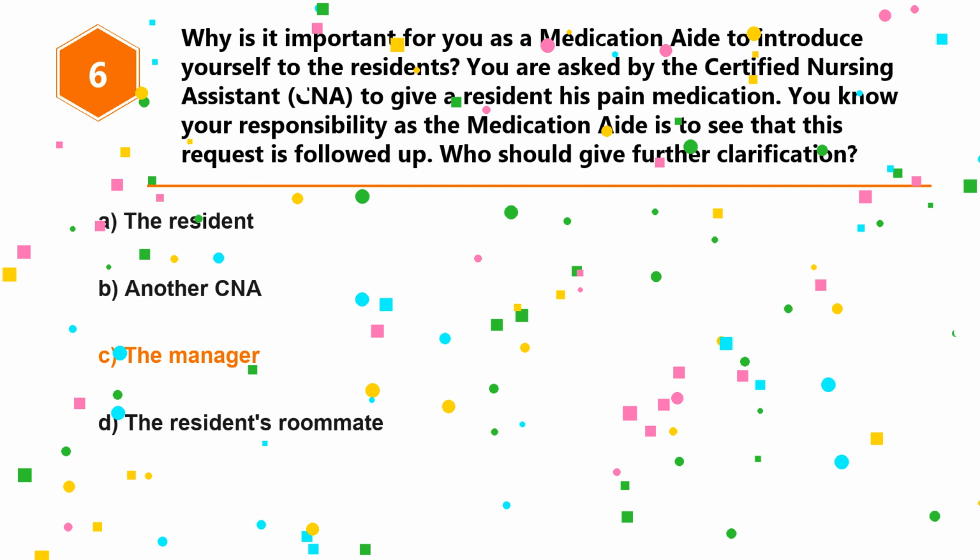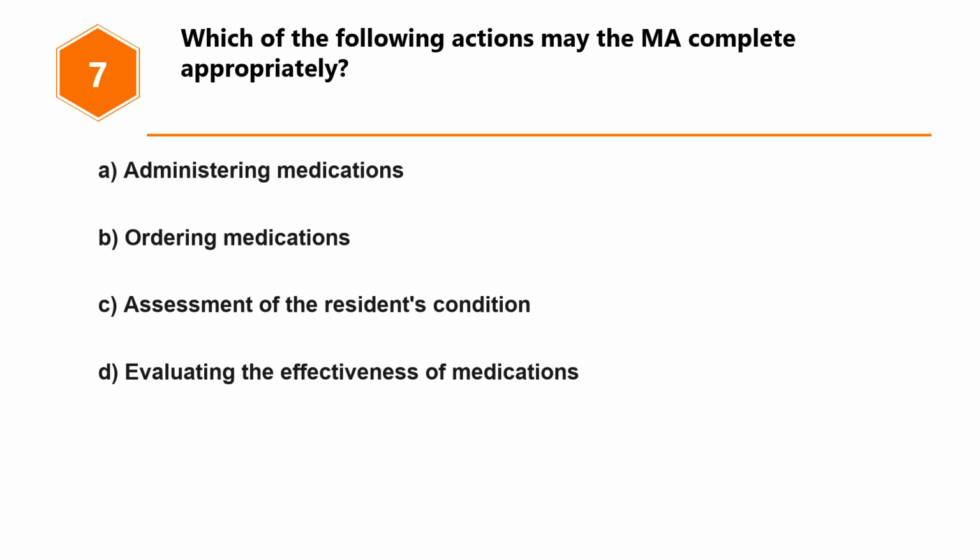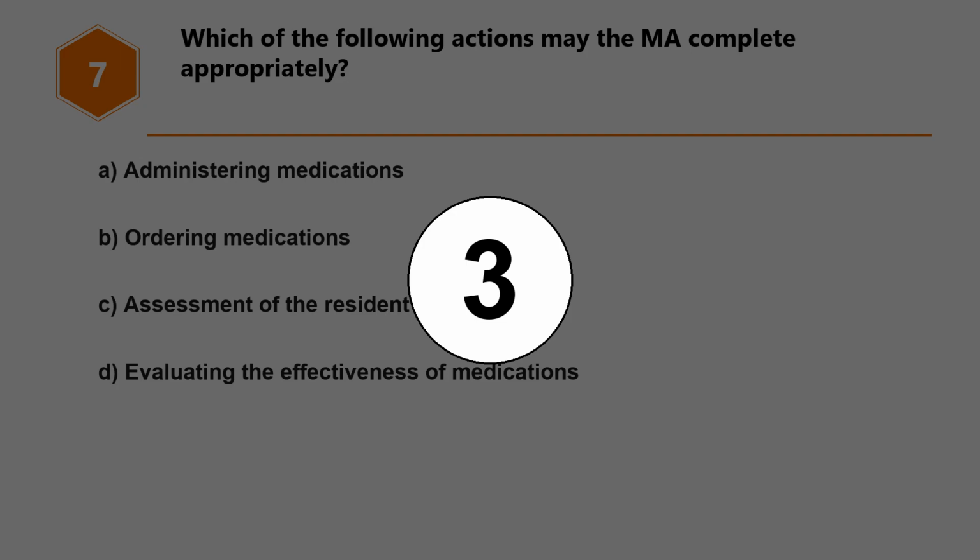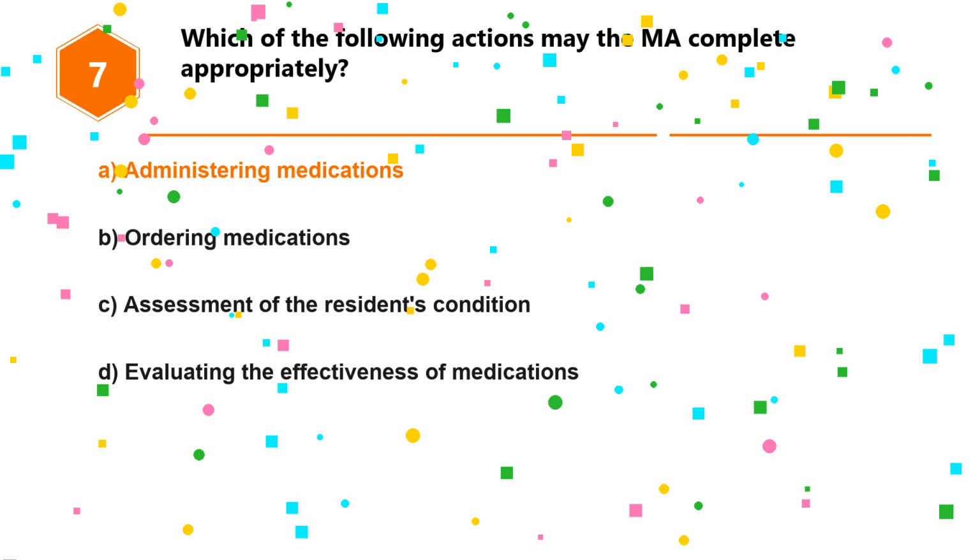The manager. Question 7. Which of the following actions may the MA complete appropriately? Option A. Administering medications. Option B. Ordering medications. Option C. Assessment of the resident's condition. Option D. Evaluating the effectiveness of medications. The correct answer is option A.